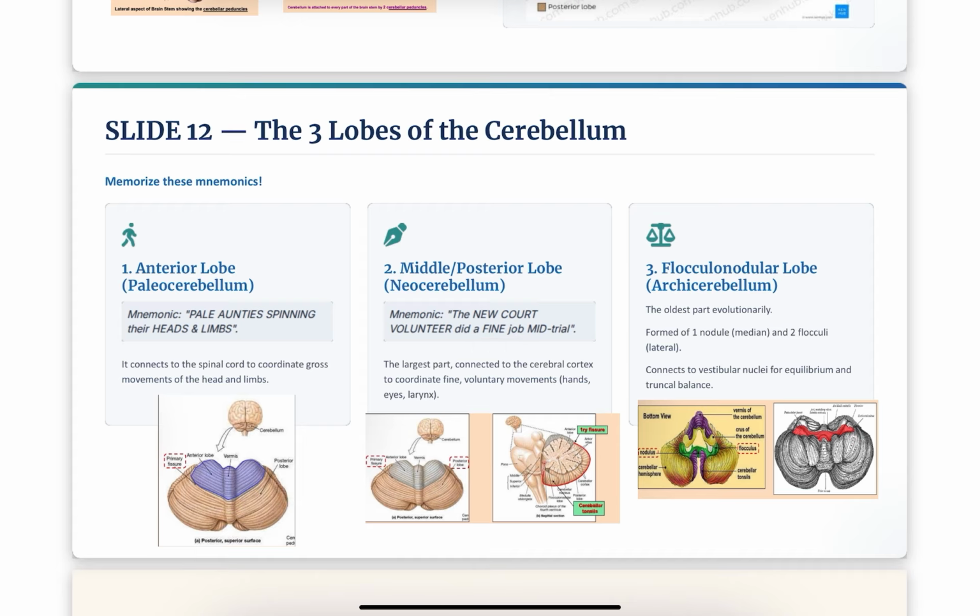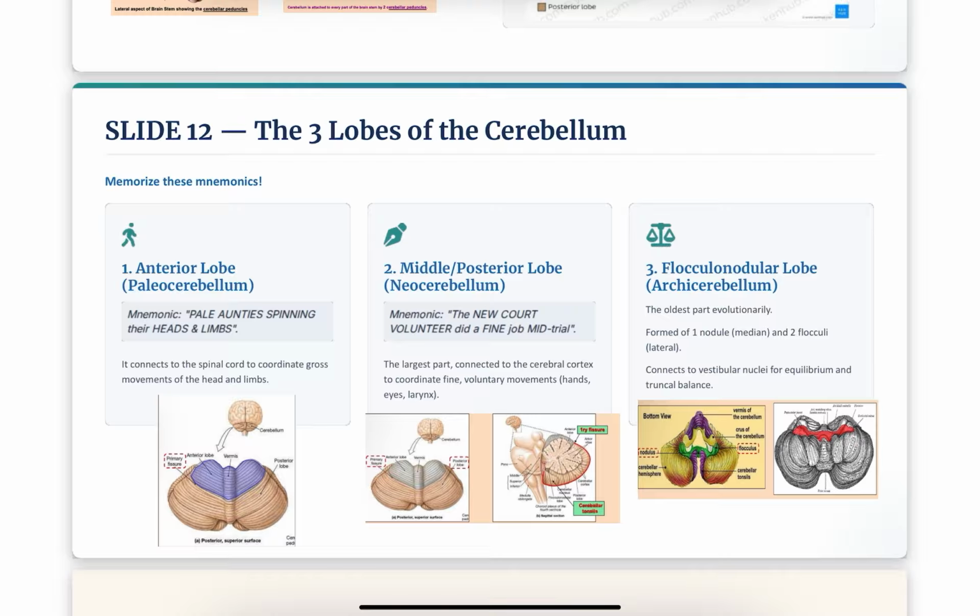Now, this is the largest part of the cerebellum. It's very important to know that it's the largest part of the cerebellum. And it connects with what? It connects with the cerebral cortex to coordinate the fine voluntary movement of your hands, your eyes, and your larynx.